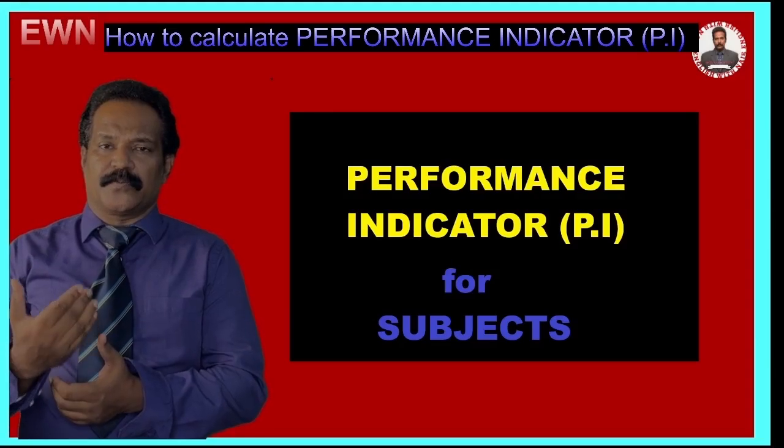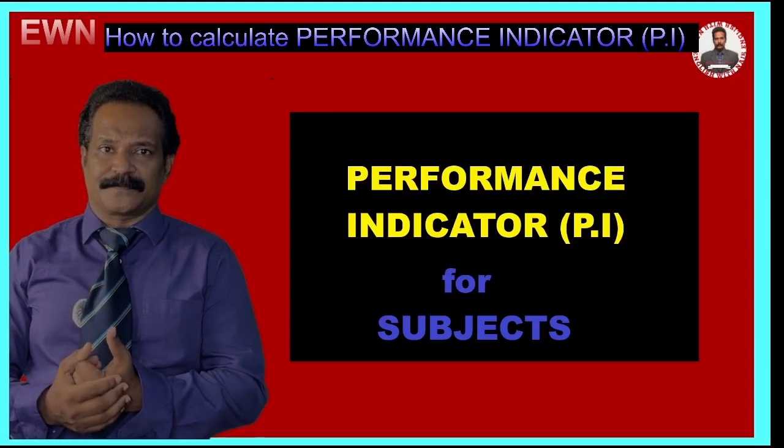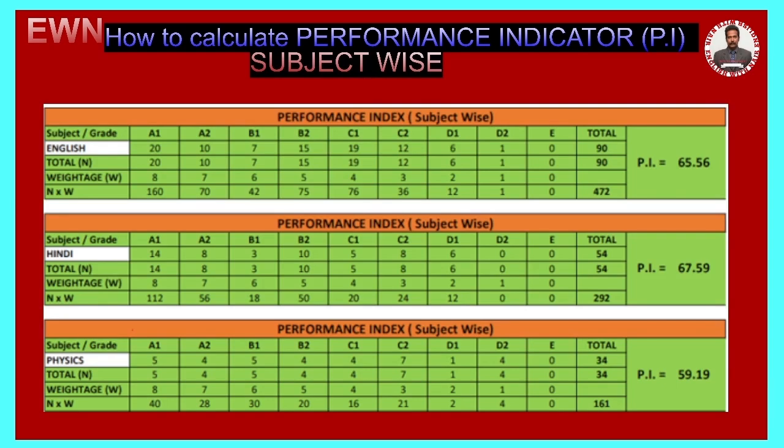Indicator for a subject. Now let's see how to calculate the performance index of different subjects like English, Hindi and physics. So we'll see the performance index of all these three subjects separately.